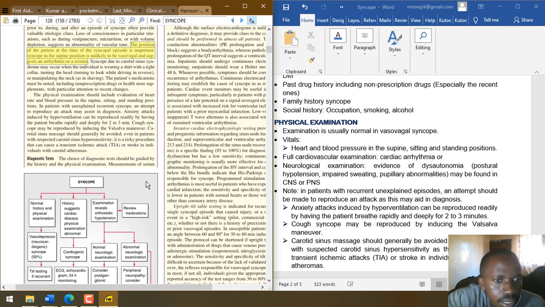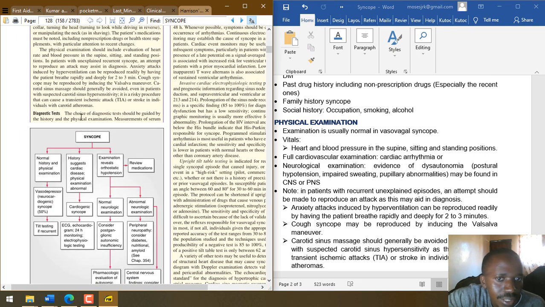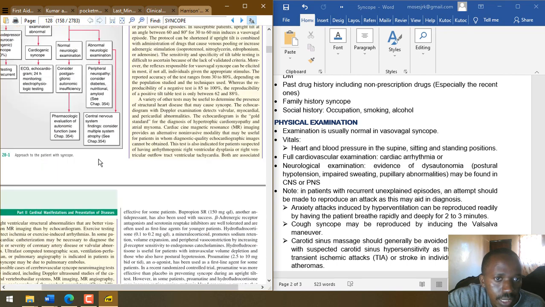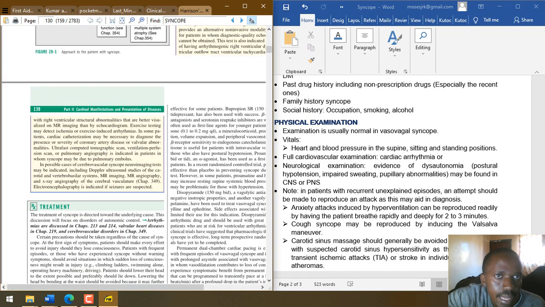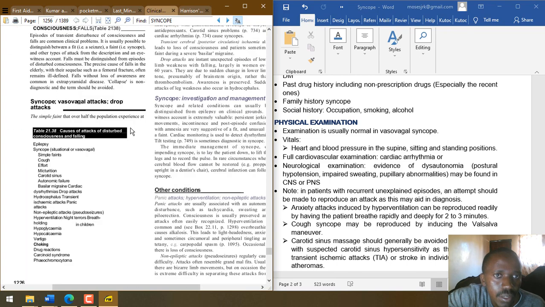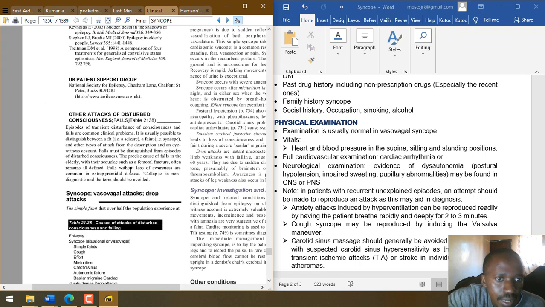So here, straight on, they've gone into diagnostic tests, which means I've actually done this bit here. So we get back to this one here and have a look at what they are saying. Okay, so fine, we've read up to there.